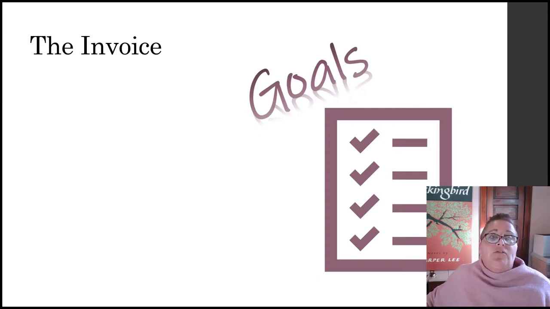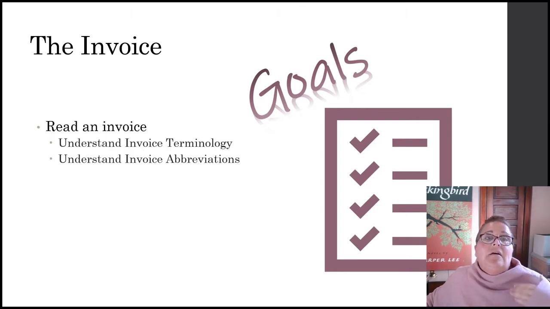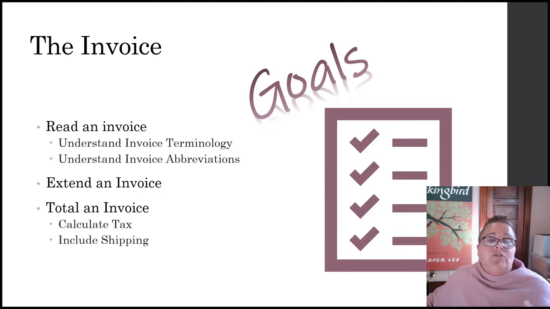All right, so our goals for today about the invoice. We want to make sure that you are able to read an invoice and understand the terminology and the abbreviations. The vast majority of this is fairly regular and is not going to be new material for you. However, there is one term in particular that we are going to go over. We also want you to be able to extend an invoice. That means to carry out the units times the price to get the totals. And then how to total an invoice, including such ideas as calculating tax and looking at the inclusion of shipping.